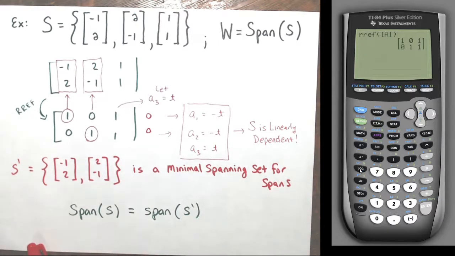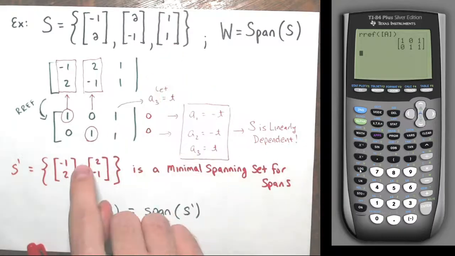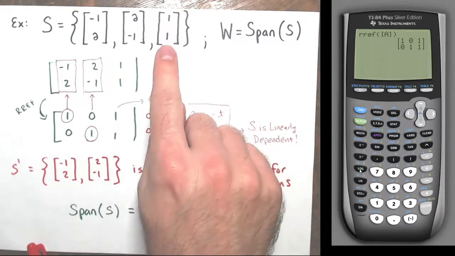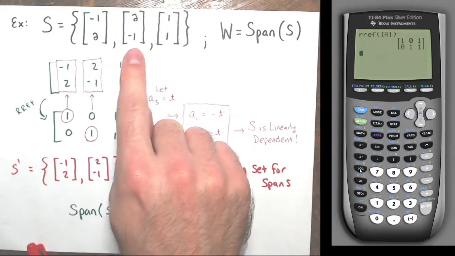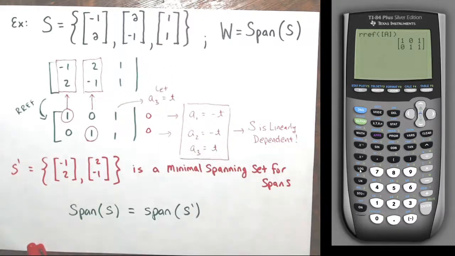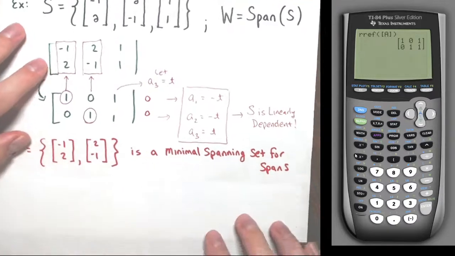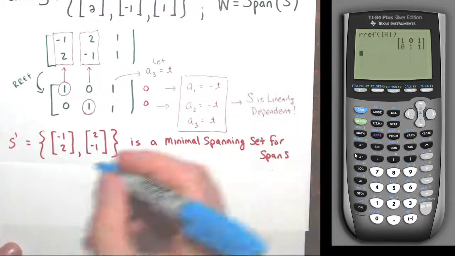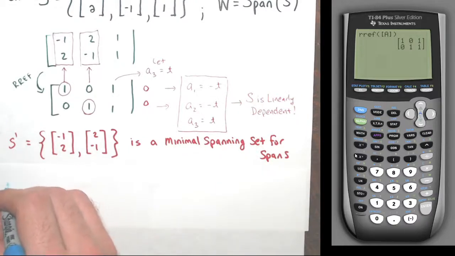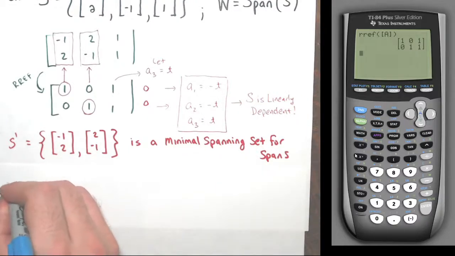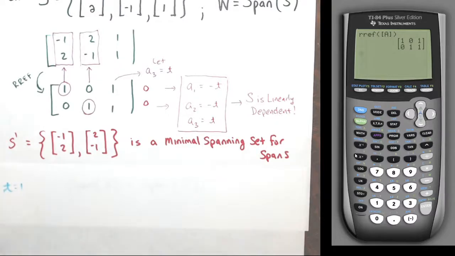And then let's just see, since I've eliminated 1, 1 here, how do I express 1, 1 as a linear combination of these two? All right, so I'm going to go to the next page and pick a value for T here. I'm going to say let's let T be just 1, just something so that I don't get the trivial solution. So if T equals 1, then A1 would be negative 1, A2 would be negative 1, and A3 would be 1.